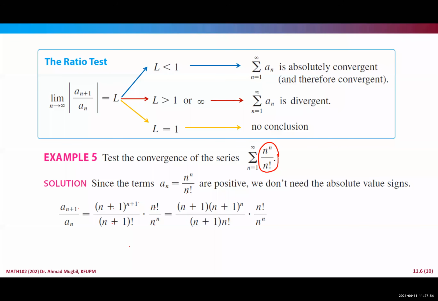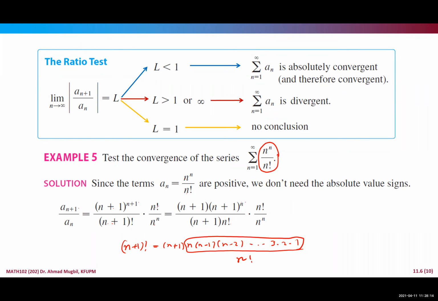Now, guys, as I told you before, (n+1) factorial, it is just n plus 1 multiplied by n multiplied by n minus 1 up to 3, 2, 1. So all of this, indeed, is n factorial. So you will write (n+1) times n factorial. Here, this one, write it as (n+1) to the power n multiplied by (n+1) to the power 1. Now you will cancel this with this, and you will cancel the factorial with the factorial. You are left with (n+1) over n all to the power n.